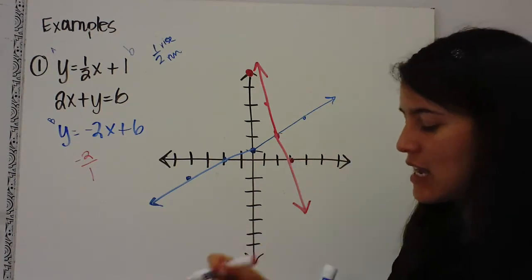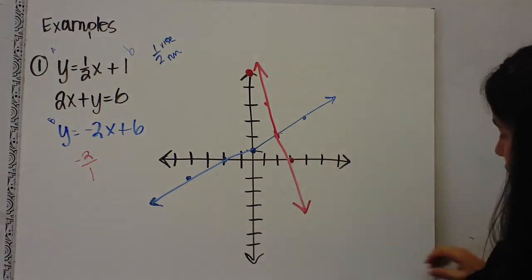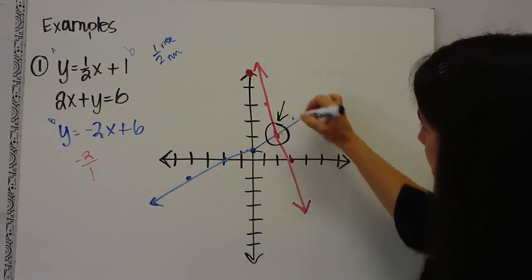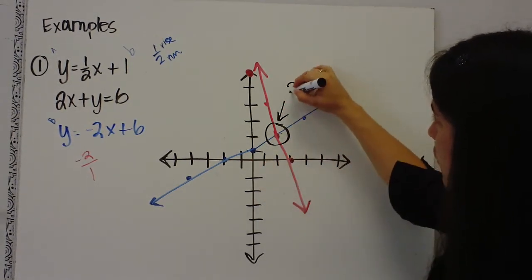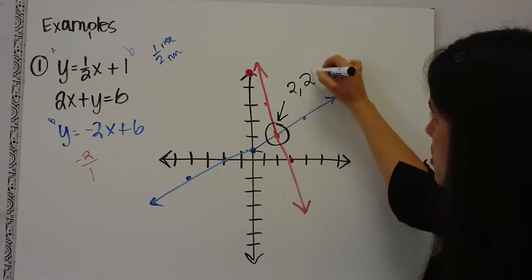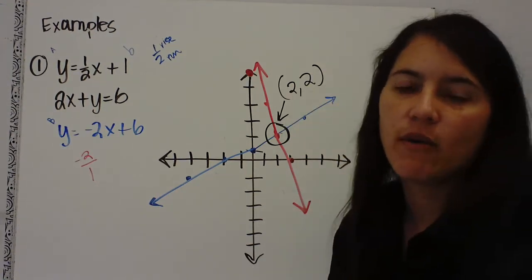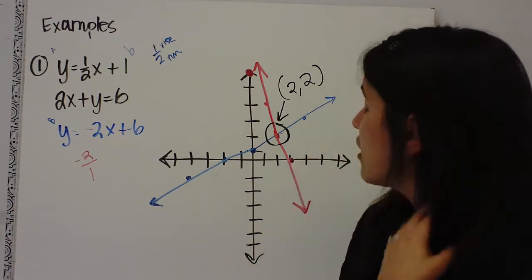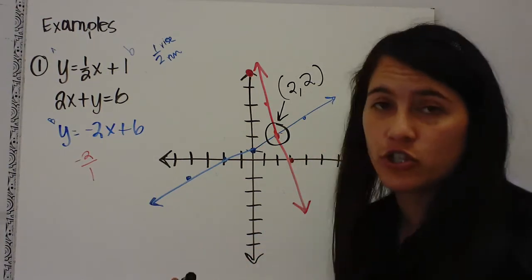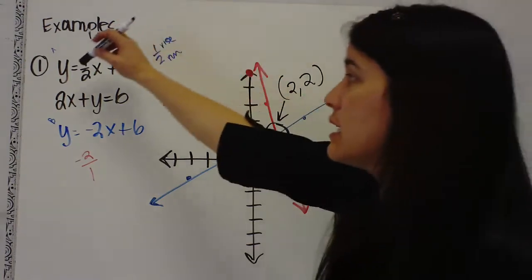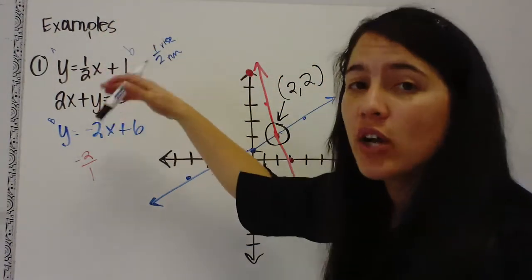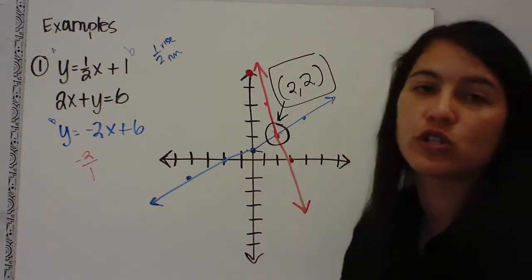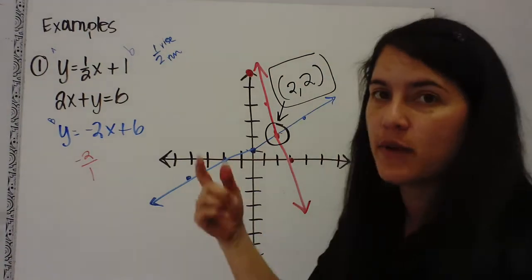And then you can see my intersection of the two lines is this dot right here. And it looks like that coordinate is over 2, up 2. So I found my intersection. That's where the lines intersect, and that would be my solution. Now you would test it and make sure it worked in your equations, but for sake of time, I know that it does. So here's your solution to the system of equations.